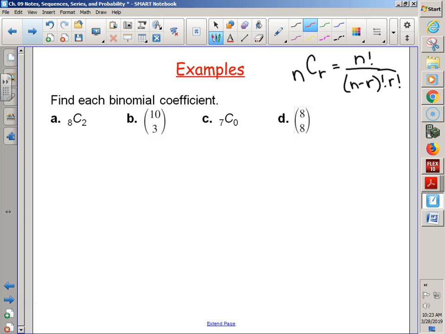If I plug in, who goes on top? Good. Who goes on bottom? 8 minus 2, so 6 factorial, 2 factorial. Do you guys notice these will always add up to that number, if you've done it correctly? This would be 10 factorial over. So this is also an nCr. It's just a different way of writing it.